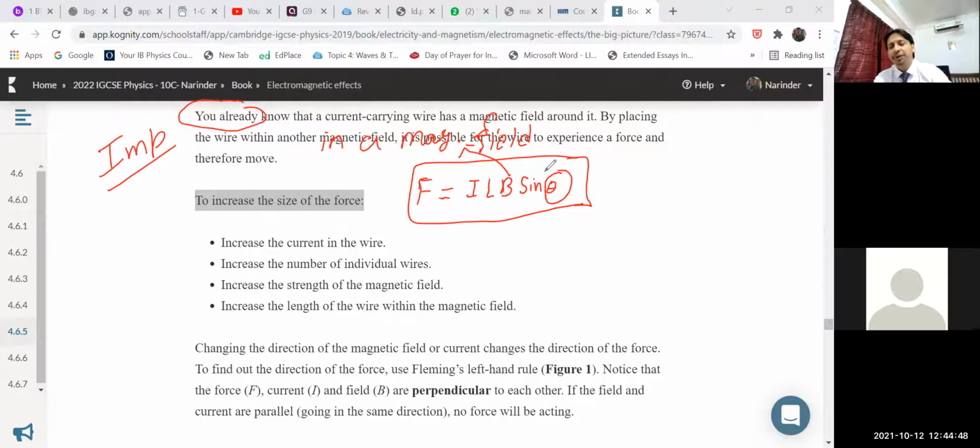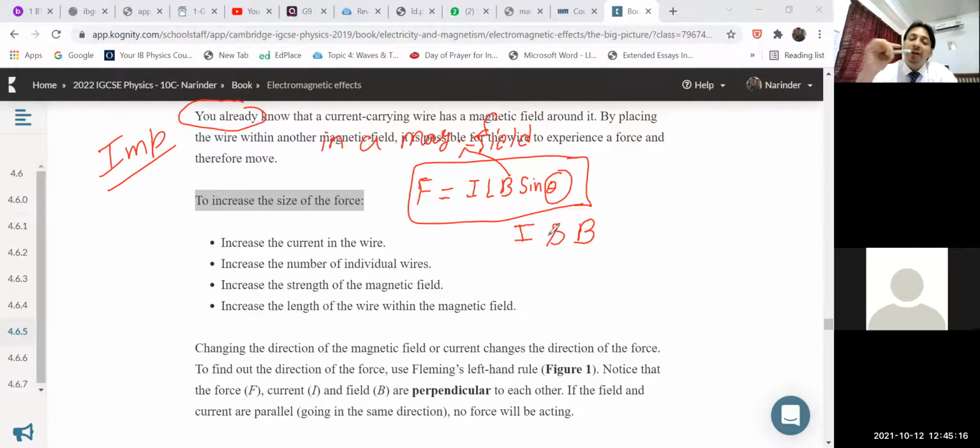Theta is very important here. This theta is going to be very, very important in this topic. Theta is called an angle. Theta is always an angle. But this angle between what? This is the angle between current I and magnetic field B. Please remember, theta is an angle between the direction of current and the magnetic field.